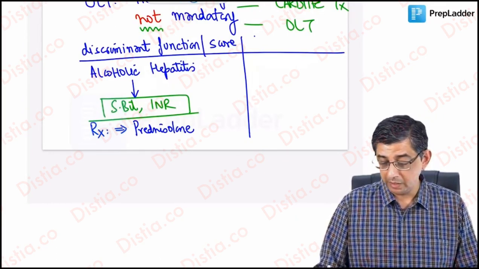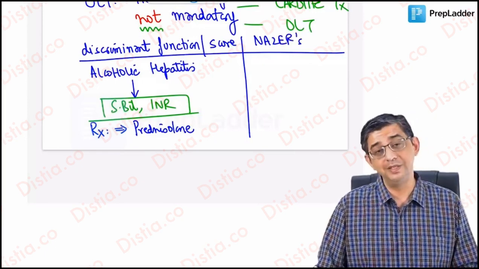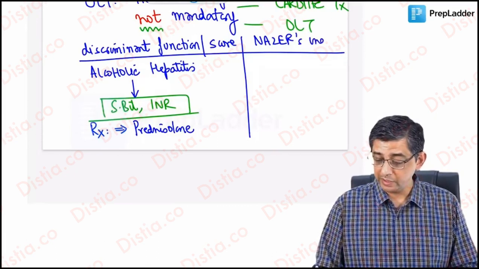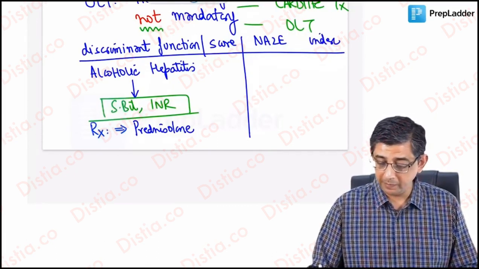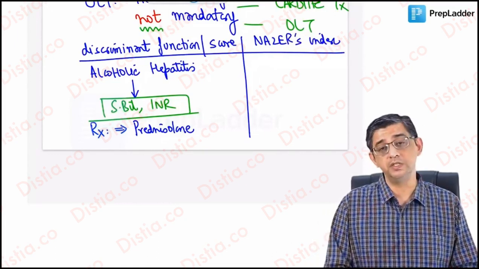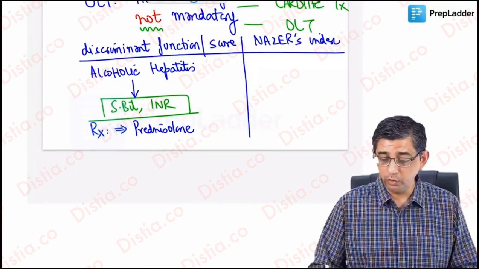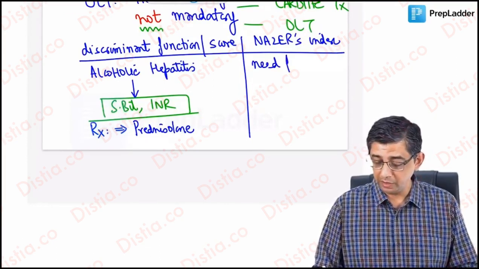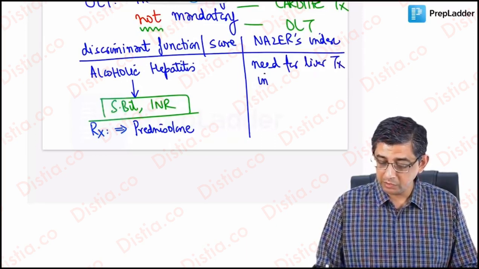Similarly, you need to remember another index or a score that is used for patients of Wilson disease. That would be copper toxicity. The score or the index is called Nazar's index. Let's look at the parameters which would be present in this case as well. Nazar's index is primarily, why do you do it? Nazar's index is done to evaluate the need for liver transplantation in a case of Wilson disease.